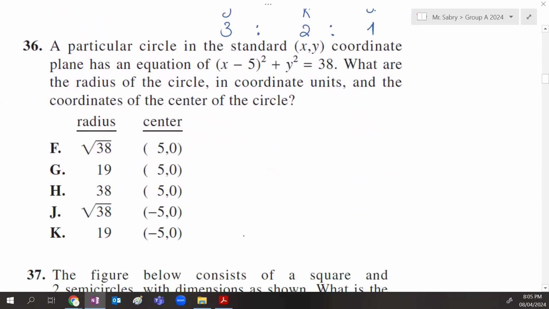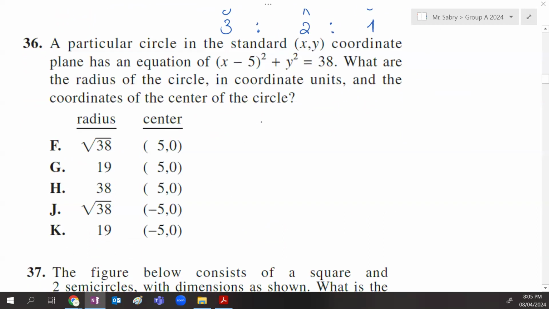Type 36. A particular circle in the standard xy coordinate plane, and they're asking for the radius and the center. Because we're given the equation itself, I'm reminding you that this is how the equation of a circle should look, where the center of the circle would be the two numbers next to the x and next to the y, but with the opposite signs. So in this case, this is supposed to be positive 5, and because there is no number next to the y, then this is a 0.